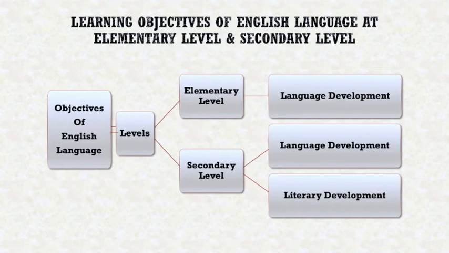Learning objectives of English language at elementary level and secondary level. Objectives of English language at elementary level are language development. Objectives of English language at secondary level are language development and literary development. In the next video, we will discuss the language development.